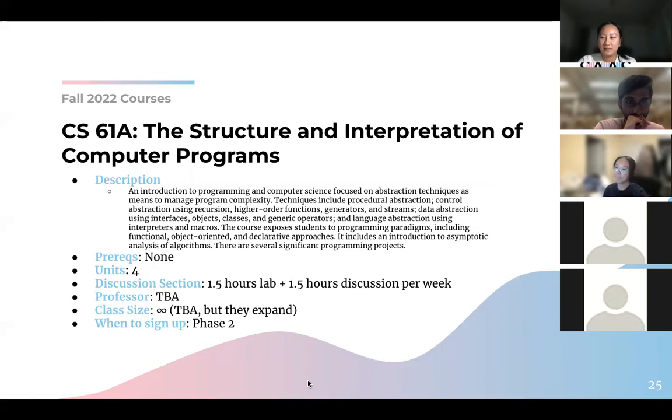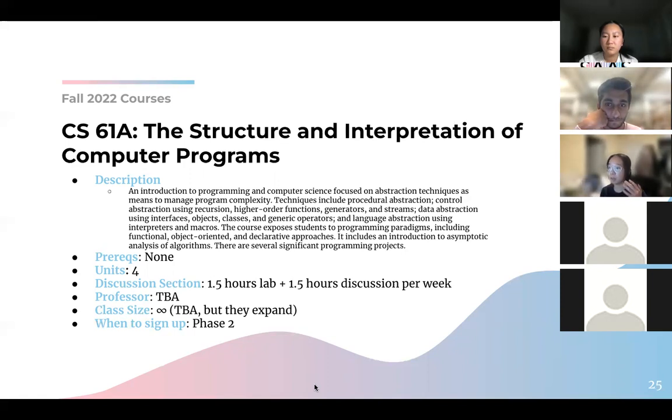All right, 61A. This is the good old Berkeley Introduction to CS course. It's an introductory programming course that for a lot of people is the first computer science course they'll take at Berkeley. It covers pretty much everything from intro to programming to recursion to object-oriented programming. Then I think at the end they used to have SQL, but I believe they took it out for future semesters. So I would say this class is pretty challenging.